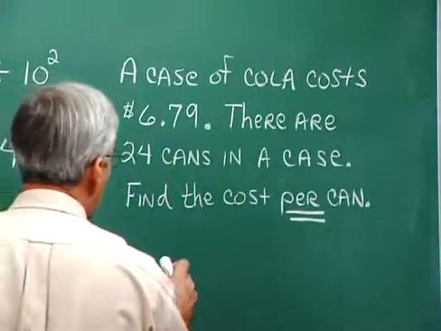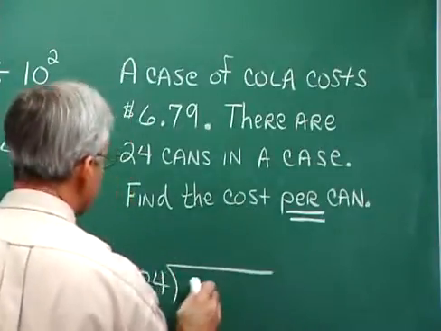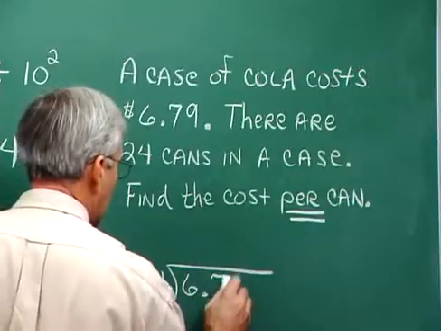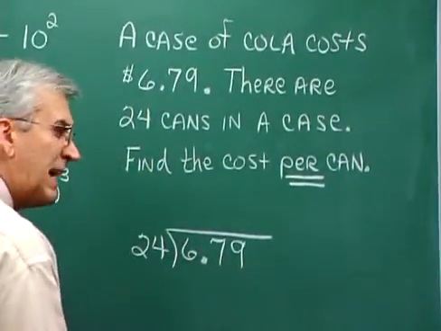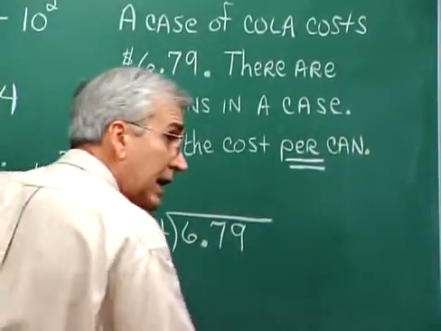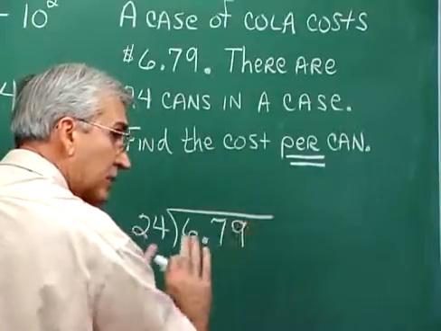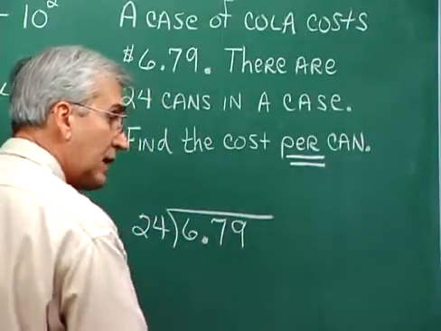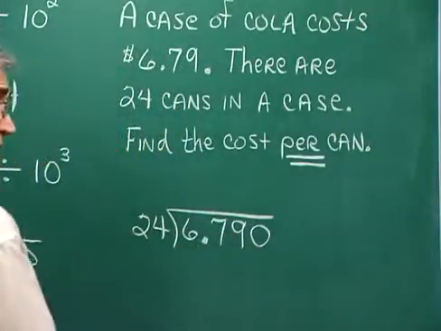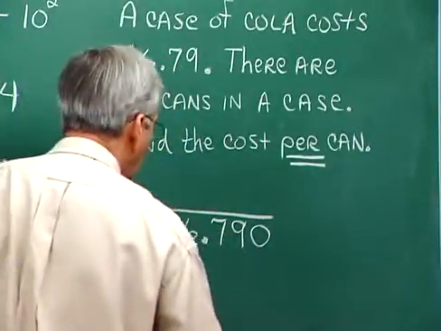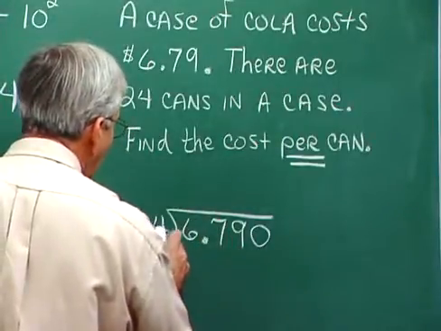Cost per can. All right, so it's 24 then into 6.79. Now, let's say that we're going to round off to the nearest penny. If we're going to round off to the nearest penny, that's to the nearest hundredth now. So we would need to carry our division out to the thousandths place if it doesn't turn out to go evenly. So let me go ahead and add that thousandths digit, just in case we're going to round off, or just in case the division doesn't go evenly. So we're going to divide 24 into this.